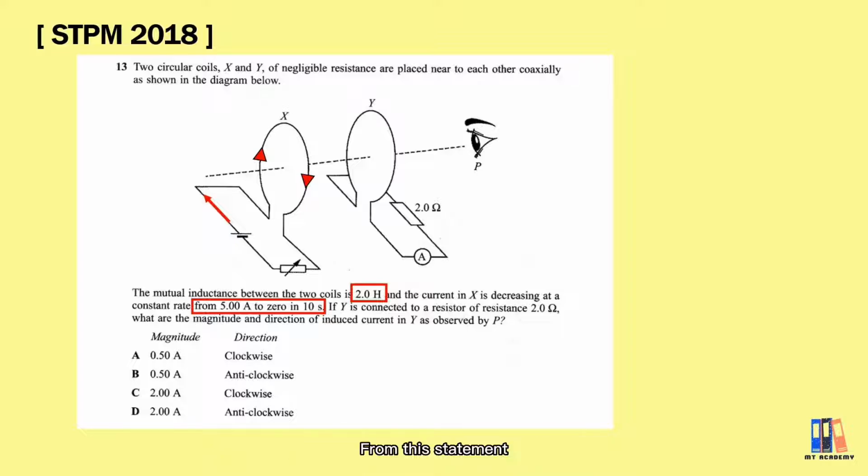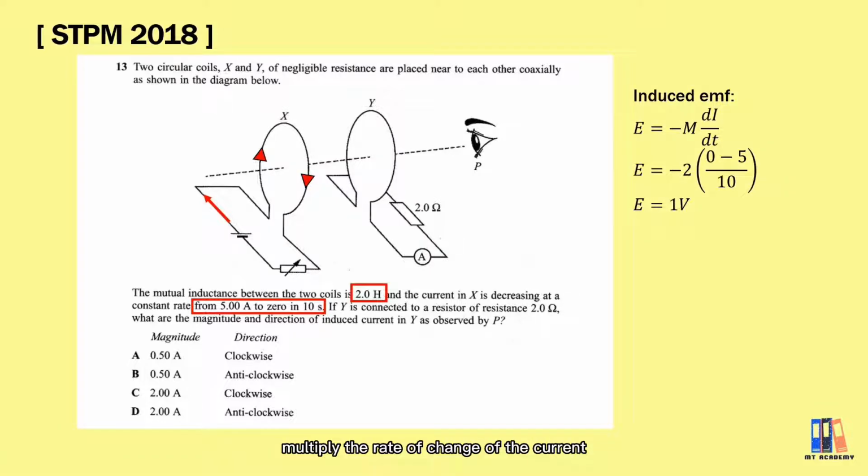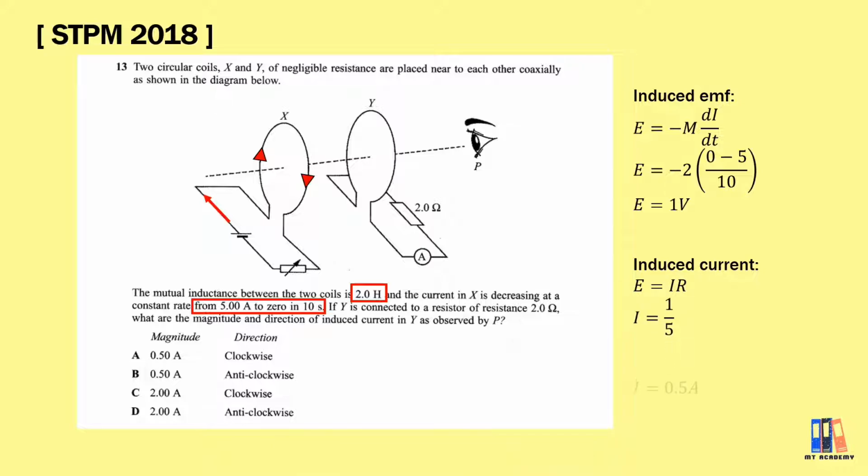seconds. From this statement, we can calculate the rate of change of current, and then we can calculate the induced EMF in Y. The formula of the induced EMF is given as negative of mutual inductance multiplied by the rate of change of the current. Put in all the values and you will obtain the induced EMF in Y equal to 1 volt. To calculate the induced current, we can just apply the formula V equal to IR, and you can see that there is a 2 ohm resistor in the secondary circuit. Put in all the values and you will get the induced current equal to 0.5 ampere.